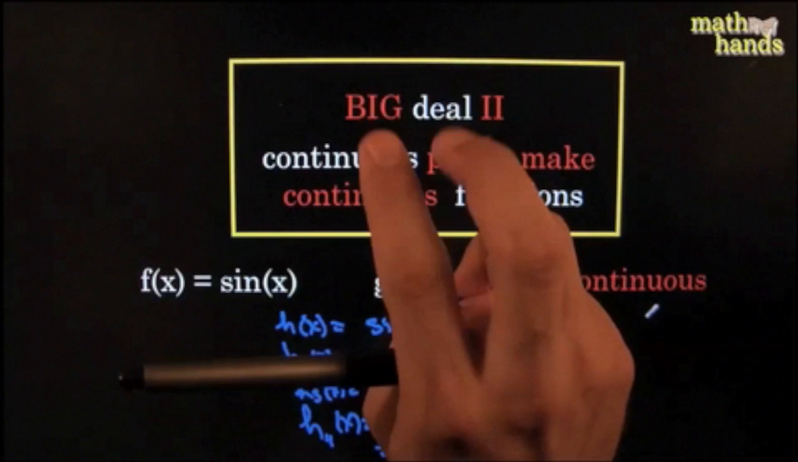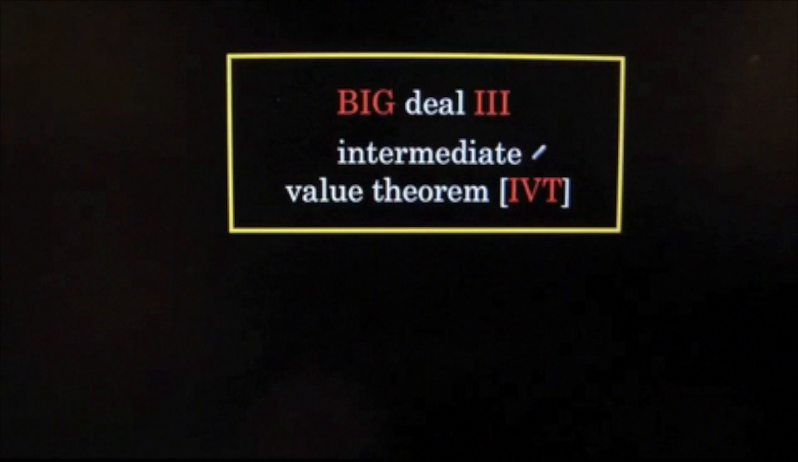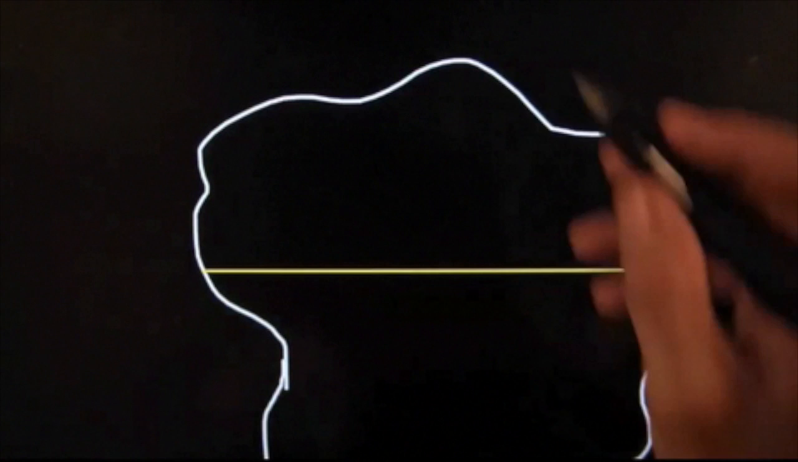Here's another big deal. I call this big deal number 3. It's called the intermediate value theorem, or IVT for short. Okay? And the story goes something like this.